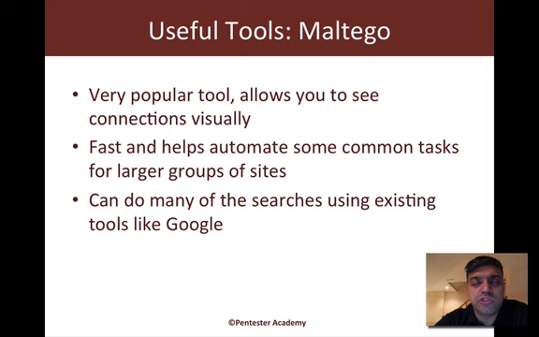So one of the first tools we're going to talk about is Maltego. This is a very popular tool. You could say it's the 900-pound gorilla in the room when it comes to identifying connections. What's really unique about this tool is it lets you see connections visually. It's also relatively fast and helps automate some common tasks for much larger groups of sites. Now, you can do many of the searches here using existing tools like Google.